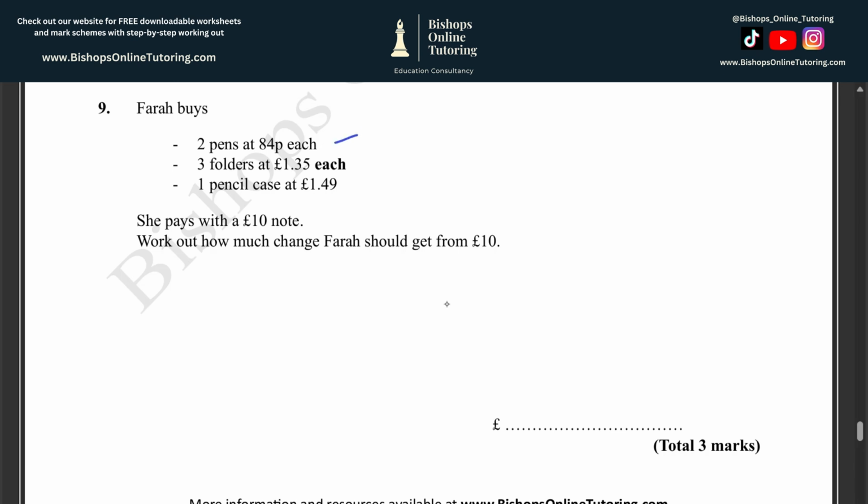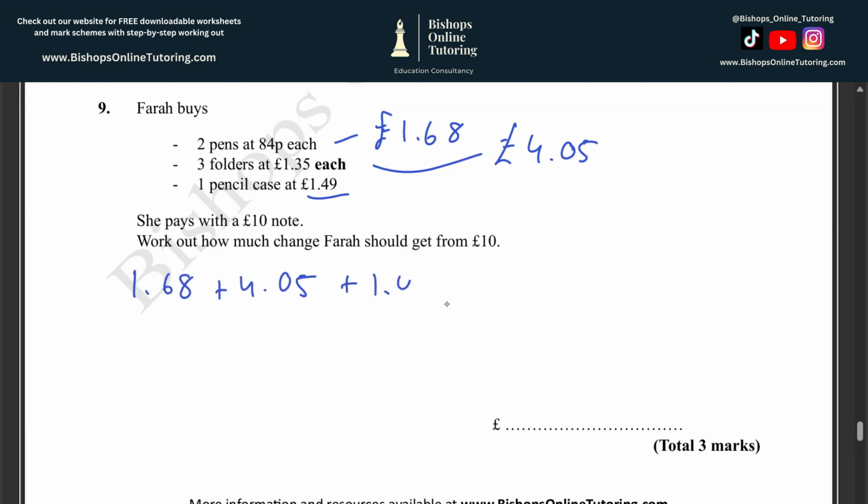So your 2 pens at 84 pence each is going to work out to be £1.68. Your 3 folders at £1.35 each is going to work out to be £4.05. And then your 1 pencil case is going to be £1.49. So let's add everything up together. So £1.68 plus £4.05 plus £1.49.